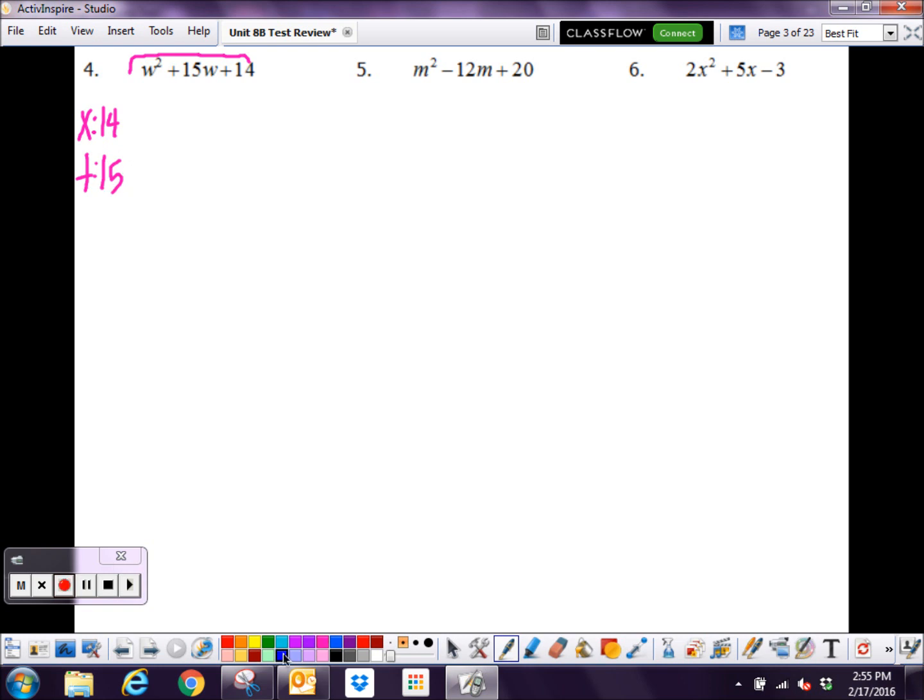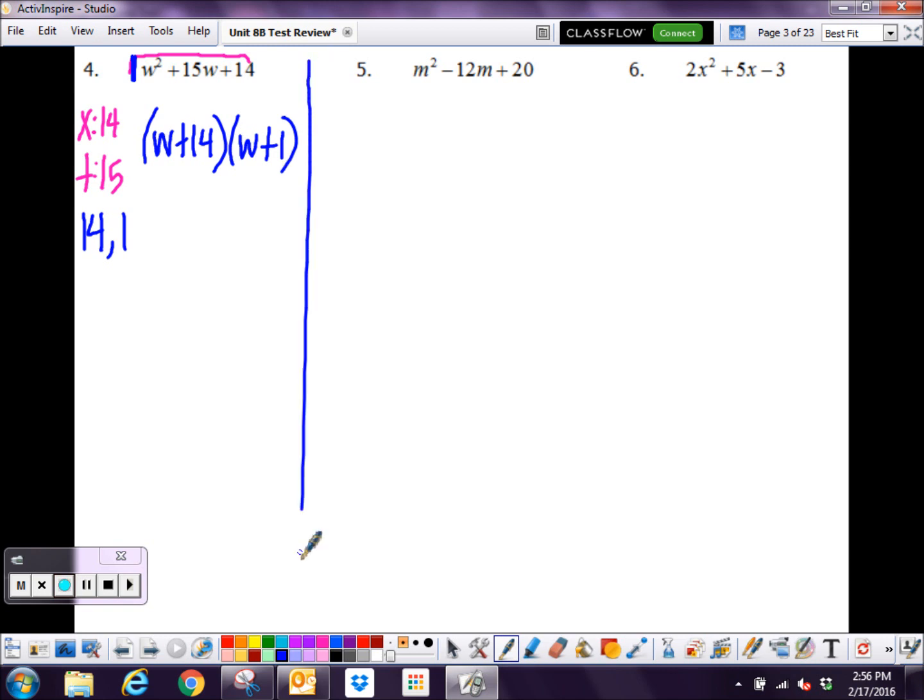Okay, so I told you I'm going to go quick. I'm going to go ahead and just give you those factors. They are 14 and 1, but you need to be able to figure out how to get those. Because there is a 1 in front of this, I can do the shortcut, and I am going to do that on this video. So because it's 14, it's W plus 14, and because it's a positive 1, it's W plus 1. Those can go in any order. You can write W plus 1 and then W plus 14 if you want.